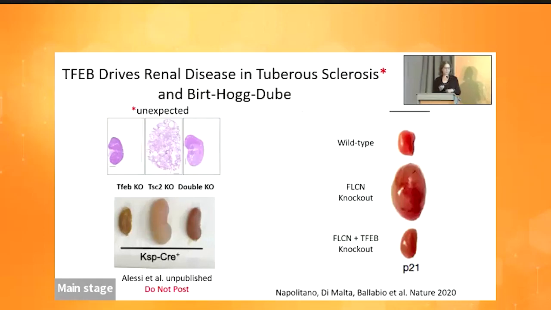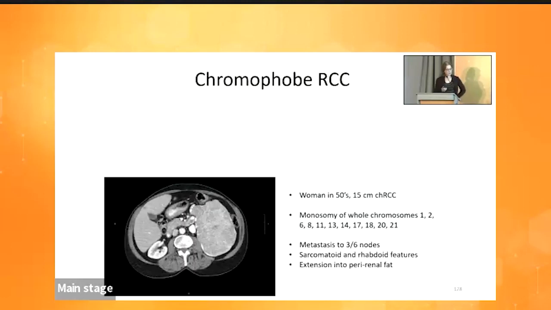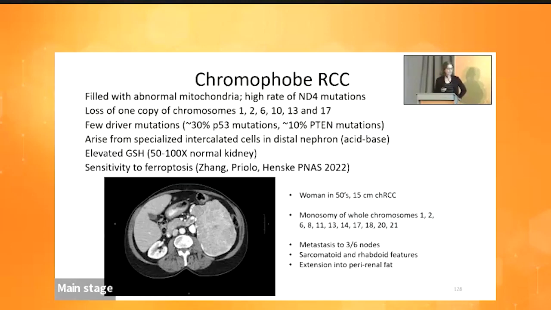And if you knock out both folliculin and TFEB, they're normalized. So in the last few seconds here, I want to tell you a little bit about chromophobe kidney cancer and how this might connect. This is showing you a large chromophobe renal cell carcinoma.